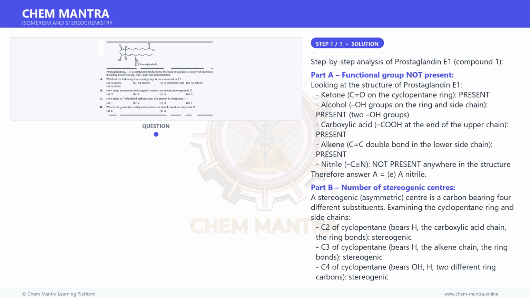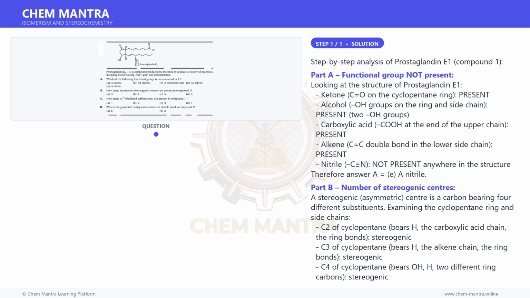C4 of cyclopentane bears O, H, and 2 different ring carbons: stereogenic. C5 of cyclopentane bears H and connects the ring to C4 and C1: stereogenic. The allylic carbon bearing O in the lower chain, sp3, with 4 different groups: stereogenic.